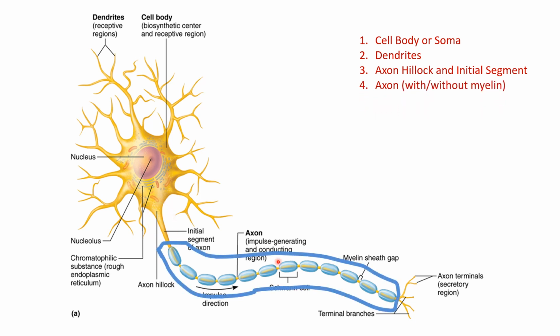And we got our axon. This one, again, happens to be myelinated. They always show the myelinated axons. Why don't we ever show an unmyelinated one? I don't know. Maybe they're afraid we'll be confused.